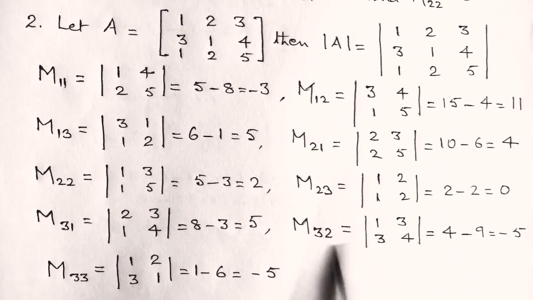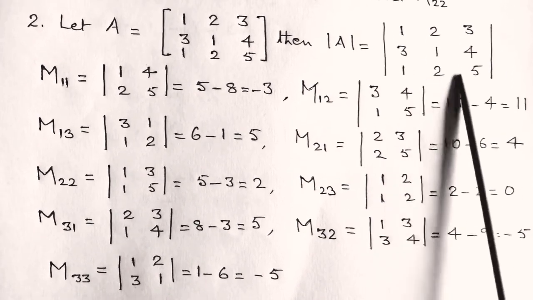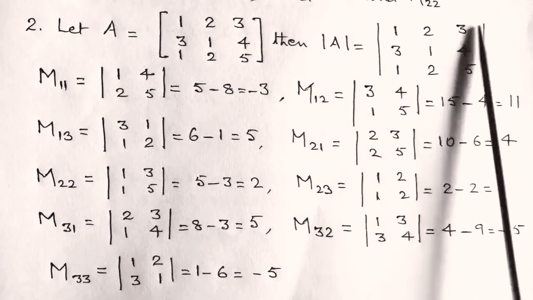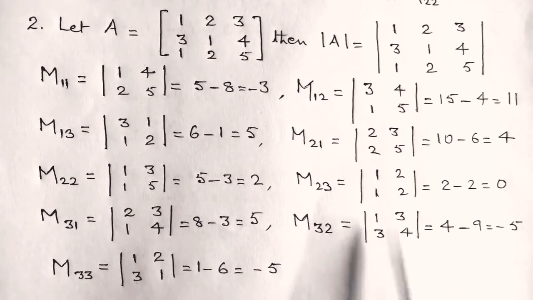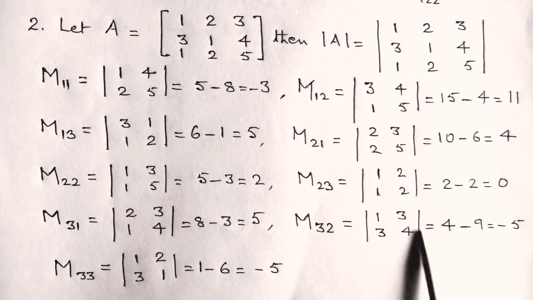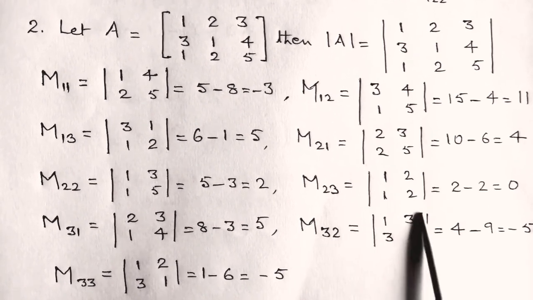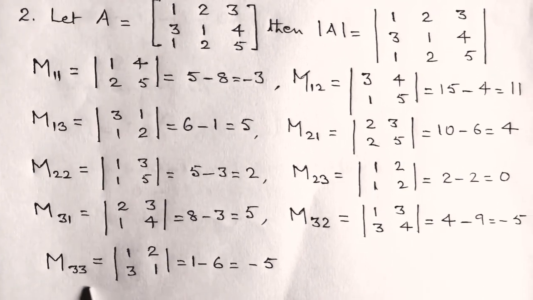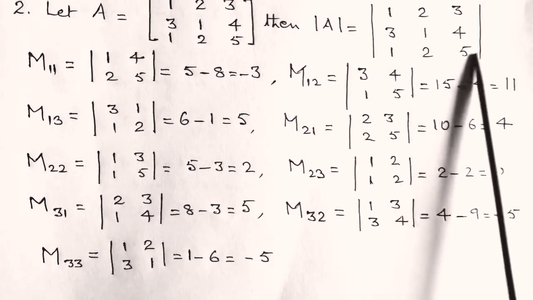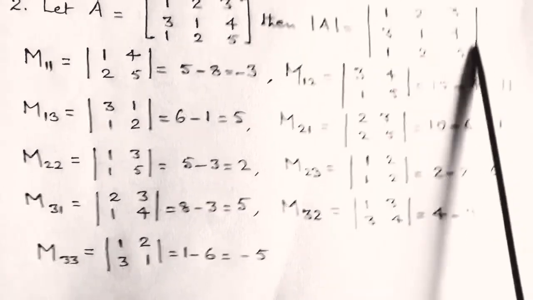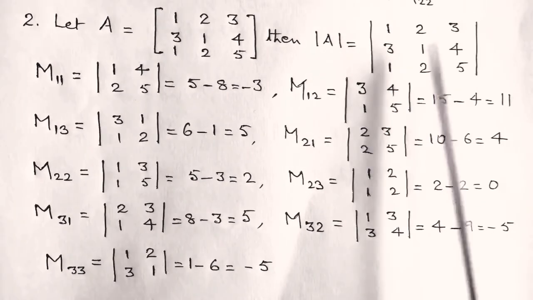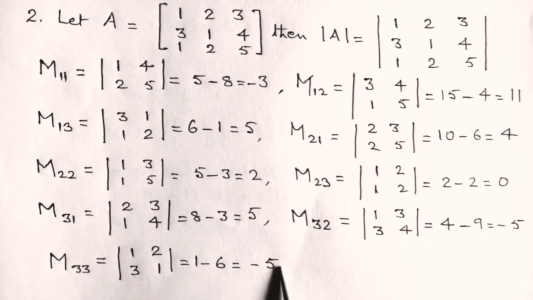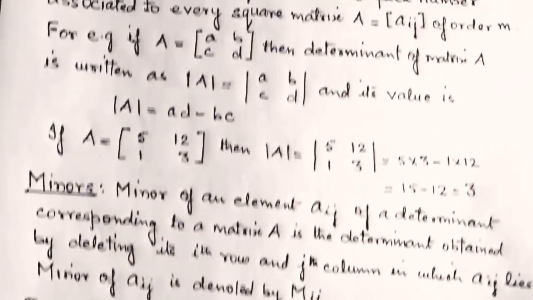Similarly, M32, that is minor of this element 2. Again leave the row and column. So you are left with, in the determinant, 1, 3, 3, 4. So if you simplify, 1 into 4 is 4, minus 3 3s is 9. So that is minus 5. And finally M33, that is minor of this element. So leave its row and column. In the determinant you are left with 1, 2, 3, 1. So if you simplify, you have 1 minus 6, that is minus 5. I hope you have understood.